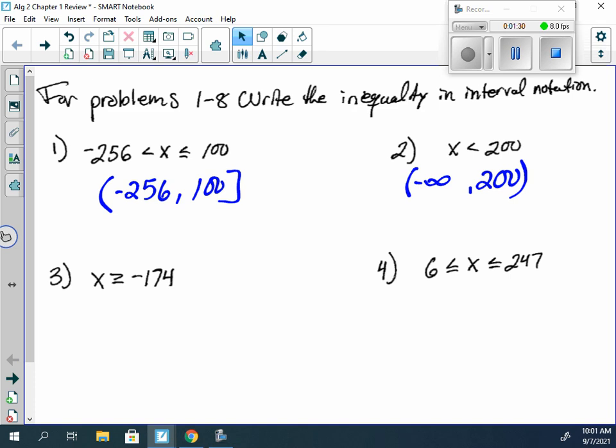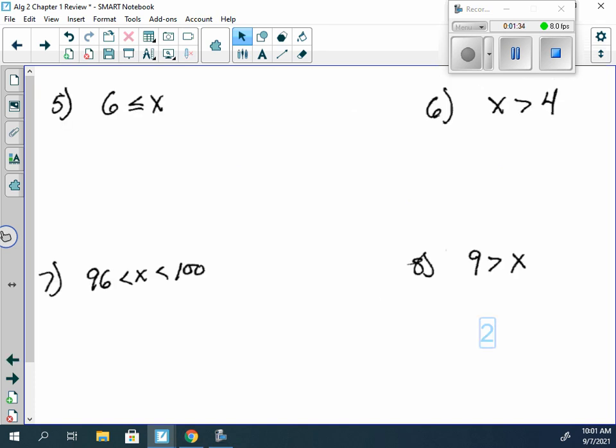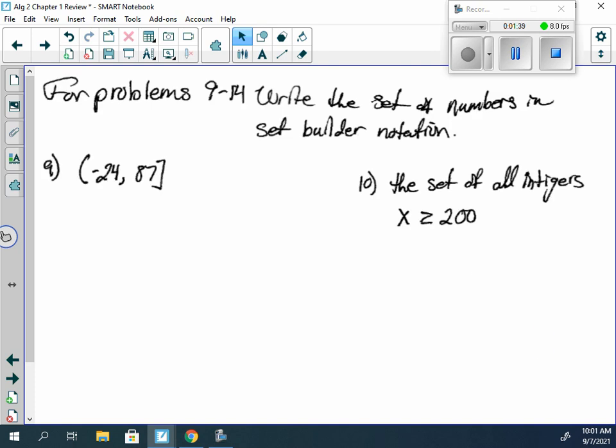Any other questions on 1 through 8? If we're good with 1 through 8, questions on 9 through 14. Any one of those in particular that you want to look at? 9 through 14. Number 9.